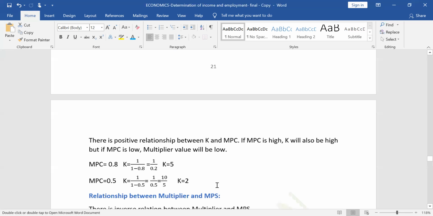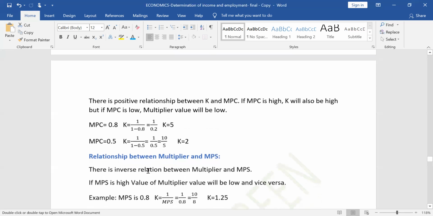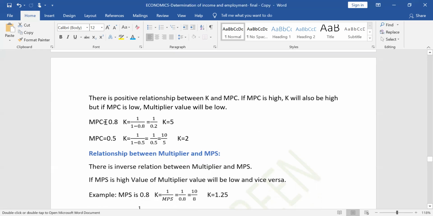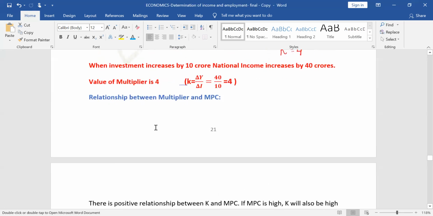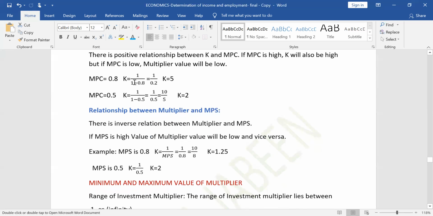If the value of MPC is, let us take one example here. If the value of MPC is 0.8, means 80% of their income people are consuming, the investment multiplier will be K is equals to 1 divided by 1 minus MPC. That is the relationship between investment multiplier and MPC. So 1 divided by 1 minus MPC is 1 divided by 1 minus 0.8. That will become 1 divided by 0.2. It is 10 by 2. That is K is equals to 5 times. The value of investment multiplier is 5.